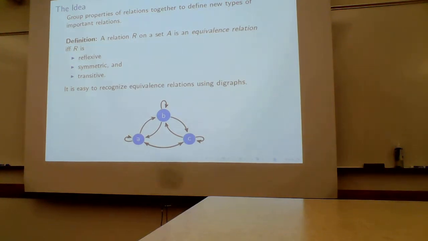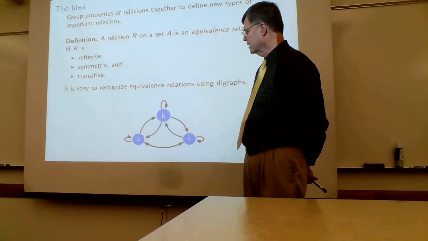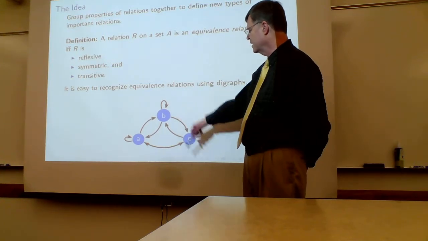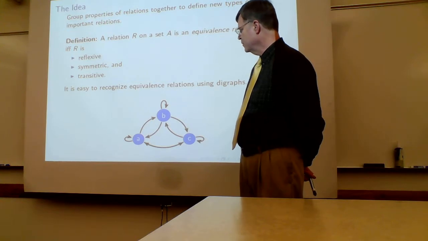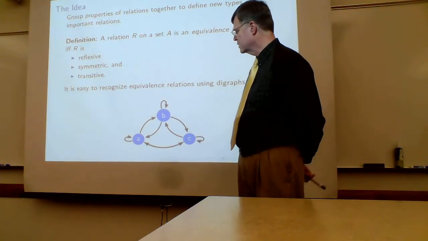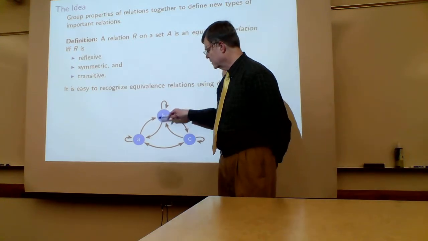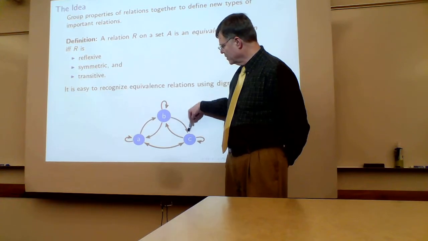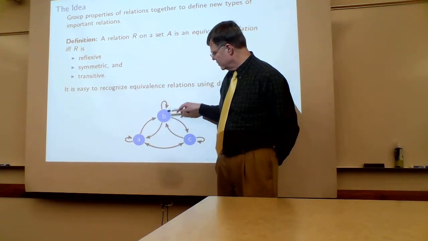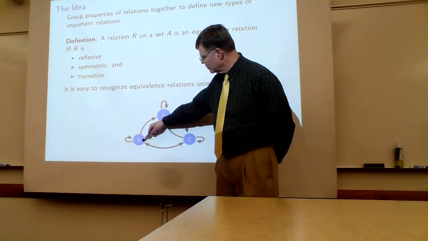When we look at the digraph of this general relation with 3 elements in the set and all of the arcs, all of the edges are present, then we know it's an equivalence relation. Everything is related to everything else in this digraph. And it's reflexive by virtue of these loops. It's symmetric because we have round trips between each element. This is a double arrow, but it's just like having 2 one-way arrows.